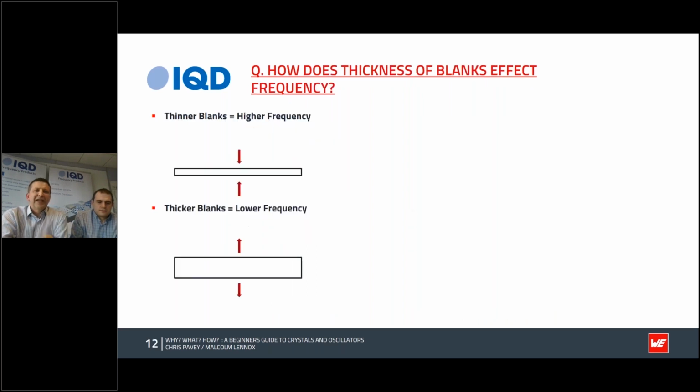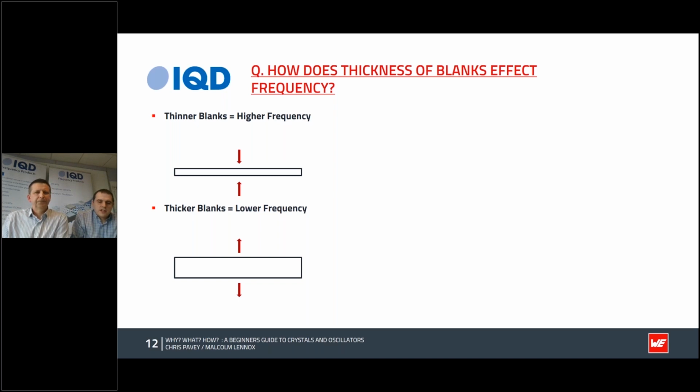With such a latitude of different sizes and thicknesses of blanks we use here, how does the thickness of a blank affect the frequency? The resonant frequency of a crystal blank is inversely proportionate to its thickness. Therefore, the thinner the blank, the higher the frequency. The final frequency is controlled during the manufacturing process.